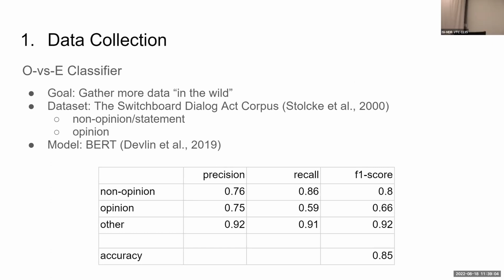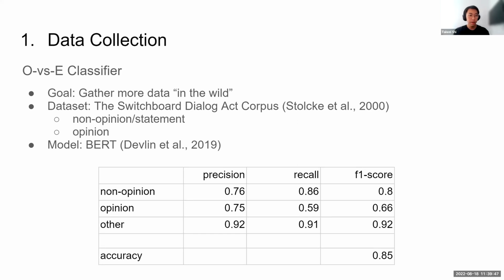So the hardest part of this project is perhaps data collection, because we don't have that many observational utterances that can be used to fine-tune a dialogue model. So we decided to first build an observations versus evaluation classifier. And we hope that we can use this classifier to classify more observational utterances in the wild. And luckily, in the Switchboard dataset, there are 2 classes which are pretty similar to the definition of observation versus evaluation. And they are the non-opinion or statement class and the opinion class.